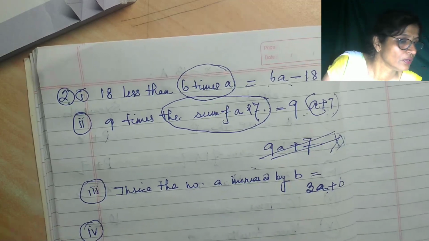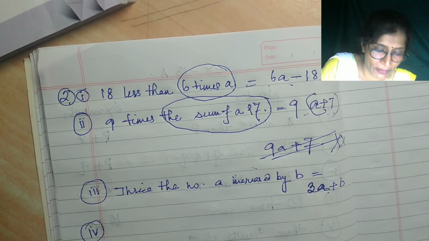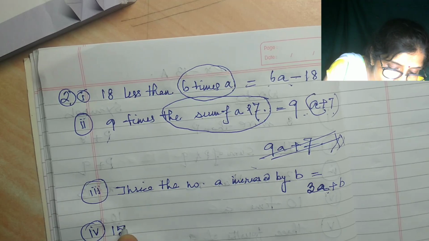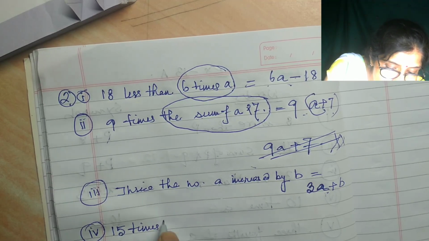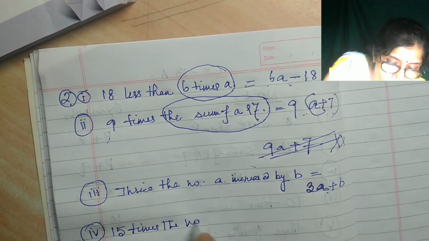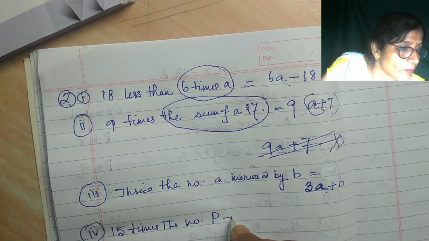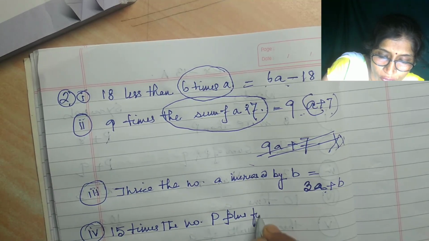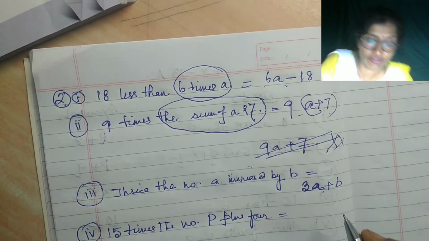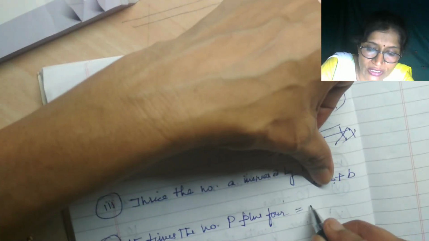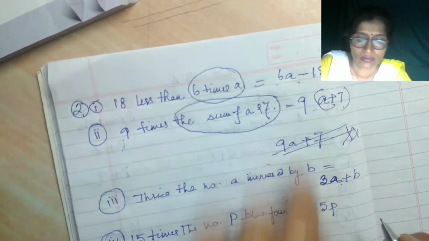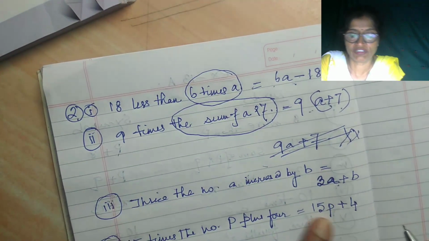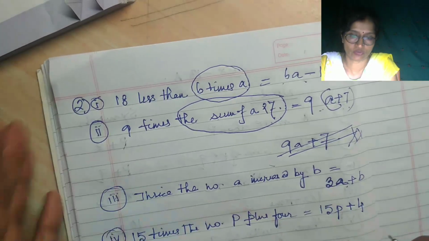4. 15 times the number P plus 4. So that is equal to 15 times the number P, which is 15P, plus 4. So 15 times the number P plus 4 is 15P plus 4.